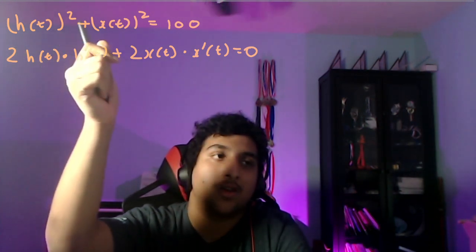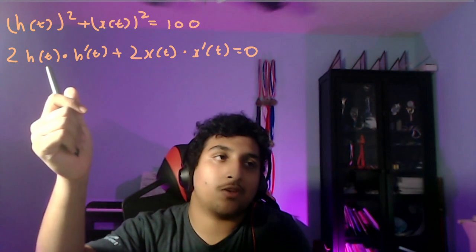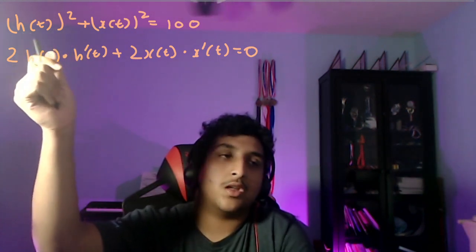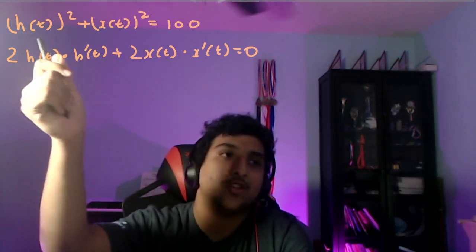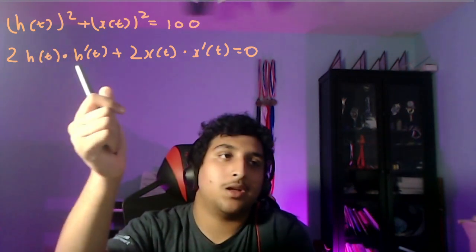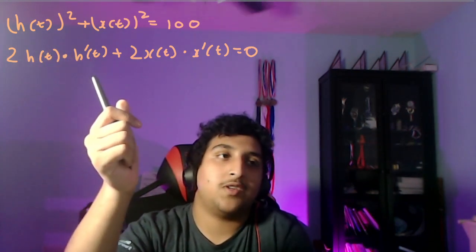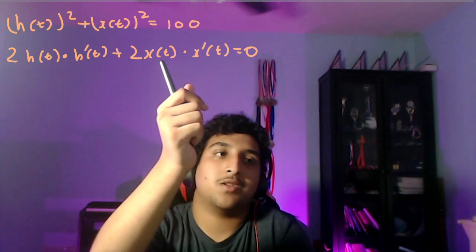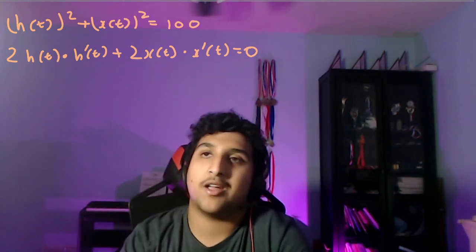And once again, we move the 2 down to h of t. But remember, we are using the chain rule here. So we have to differentiate h of t as well. So we had to add the h prime of t. Same thing goes with this because we are deriving with respect to time.